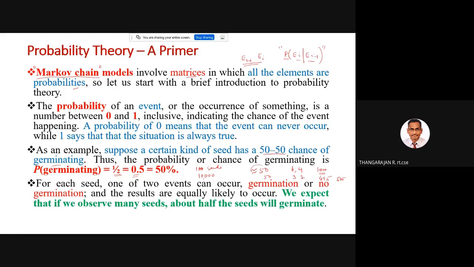So the probability will become more specific when the number of trials is increased. But when the number of trials is less, you may not get the exact 50-50.